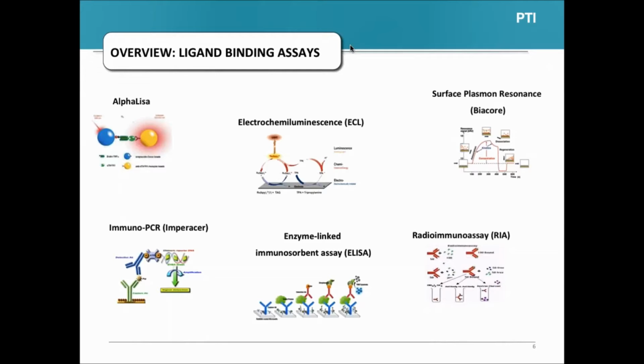You have the RIA, the radioimmunoassay, which is one of the first assays that was around and was used, for example, for insulin back in the 80s, when insulin was one of the first products that was actually on the market, recombinant human insulin, and there are other techniques there as well.